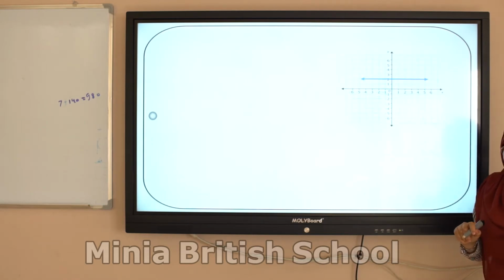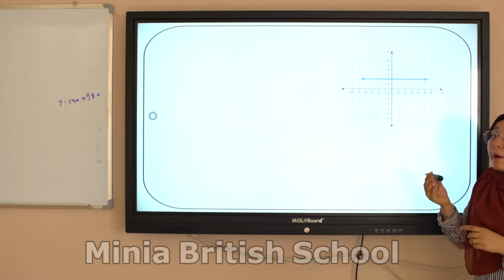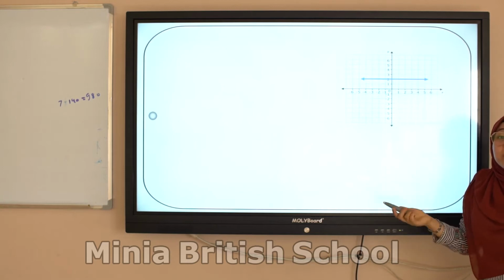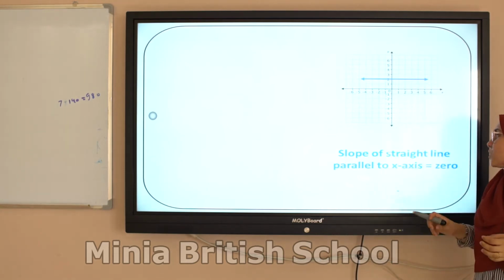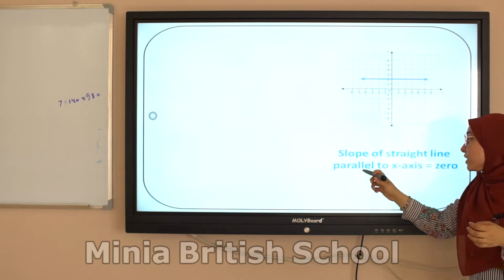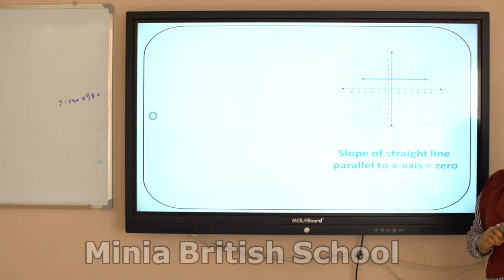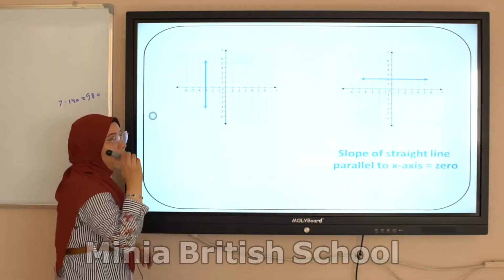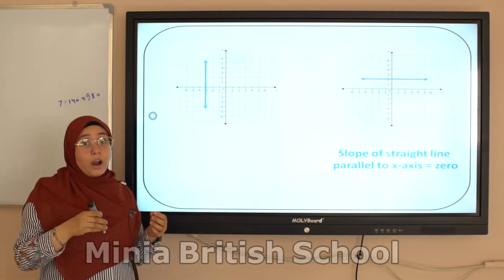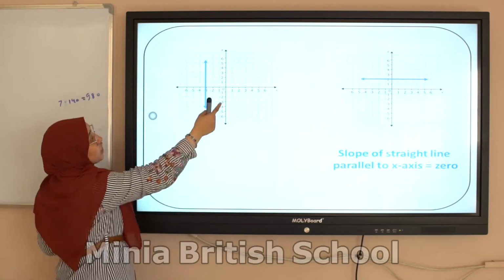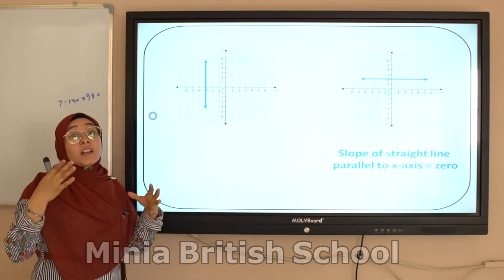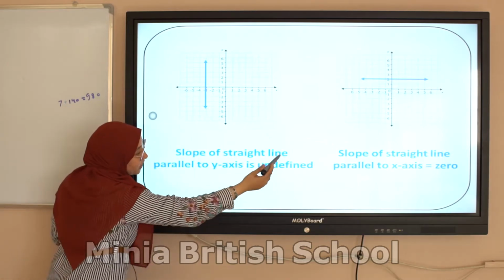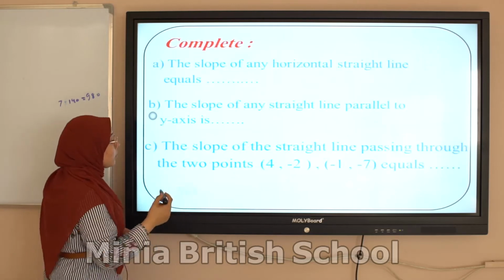Okay, here, if the straight line is parallel to the x-axis, the slope equals what? Equals 0. So the slope of the straight line parallel to the x-axis equals 0. But if the straight line is parallel to the y-axis, the slope is an undefined value. Now, some exercises.